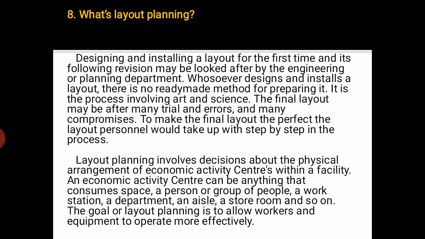That means you need to have a little bit of insight into having a kind of plant layout. The final layout may come after many trials and errors and many compromises. To make the perfect final layout, the layout personnel would proceed step by step. Very important is this: you can't randomly decide what the layout will be. Suppose production goes through 5 different stages, 1 2 3 4 5, and you arrange the machines in such a way that the 5th machine comes first, then the 3rd machine, then the 2nd machine. Something like this cannot be done.